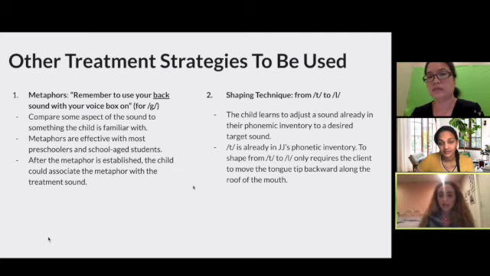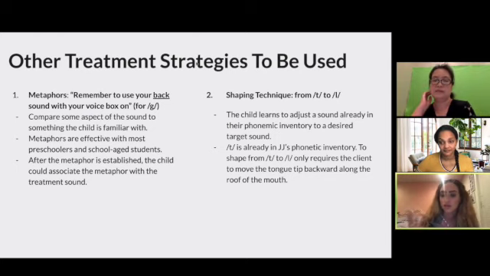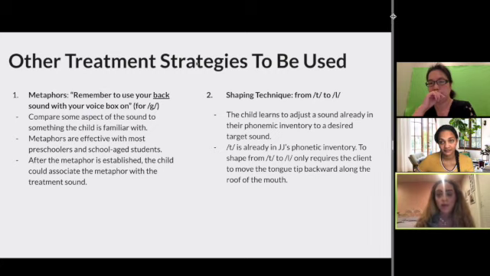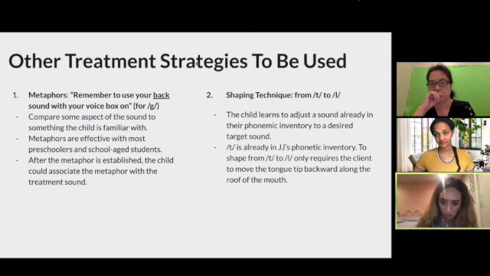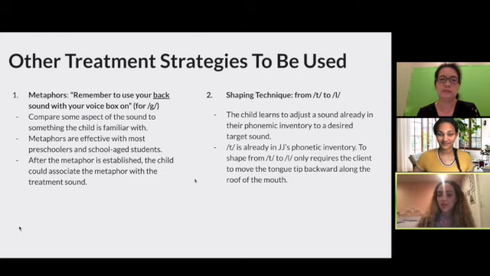For the shaping technique from ta to la, the child can learn to adjust a sound that's already in their phonemic inventory to a desired target sound. And additionally, T is already in JJ's phonetic inventory. So to shape from T to L only requires the client to move the tongue tip backward along the roof of the mouth. And that's our presentation. Thank you.